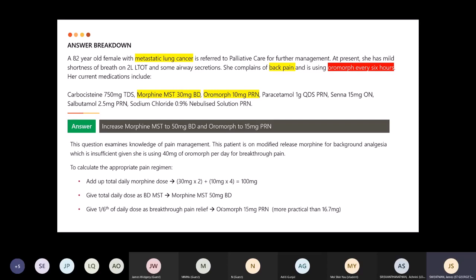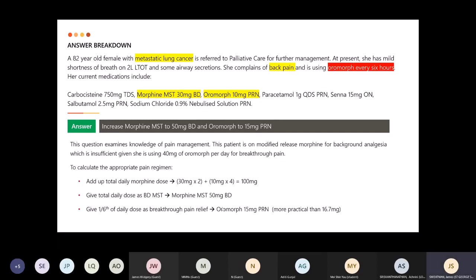And then for the breakthrough pain, typically what you do is you give 1/6 of the daily dose. So in this case, it would be 15 milligrams PRN, because actually it's 16.7, but it's really difficult to get 16.7 milliliters of Oromorph into a cup.